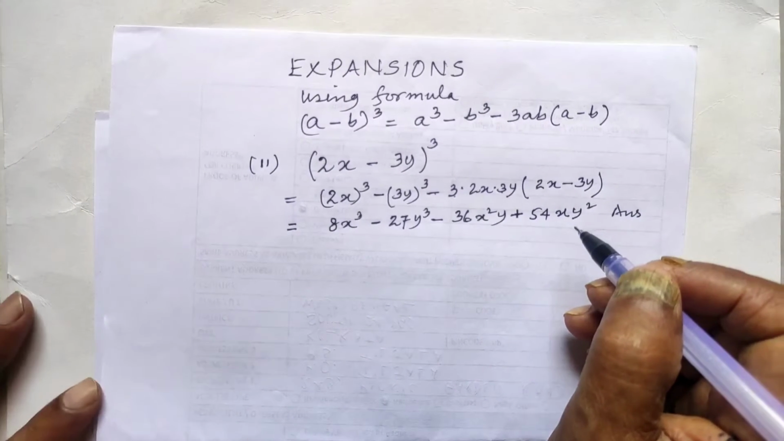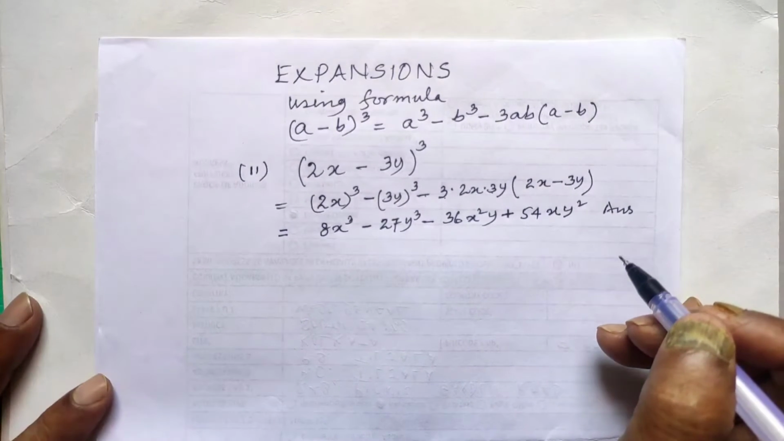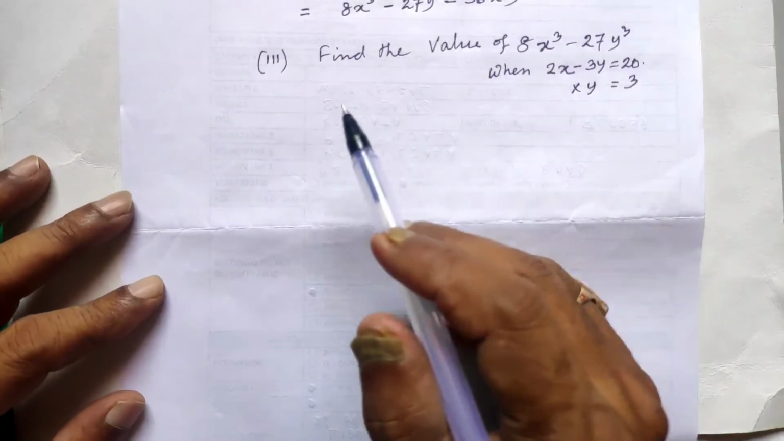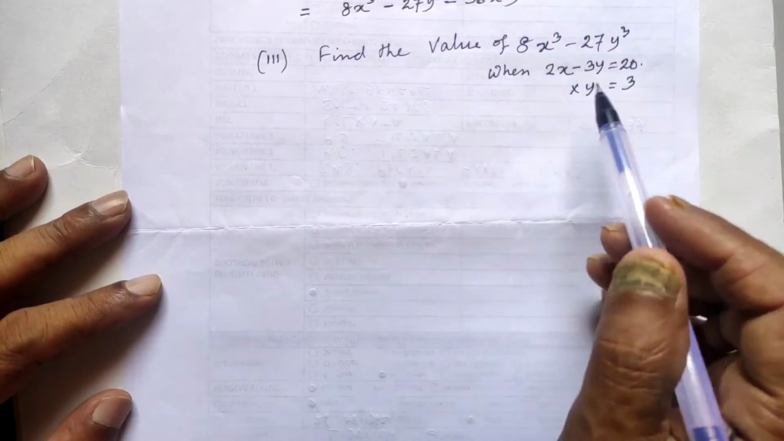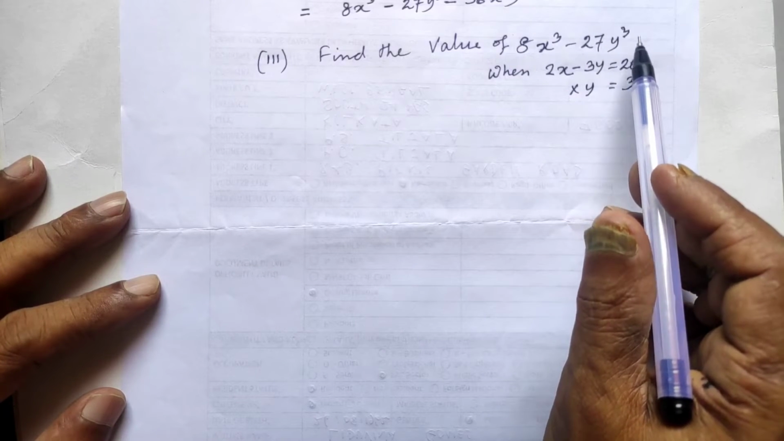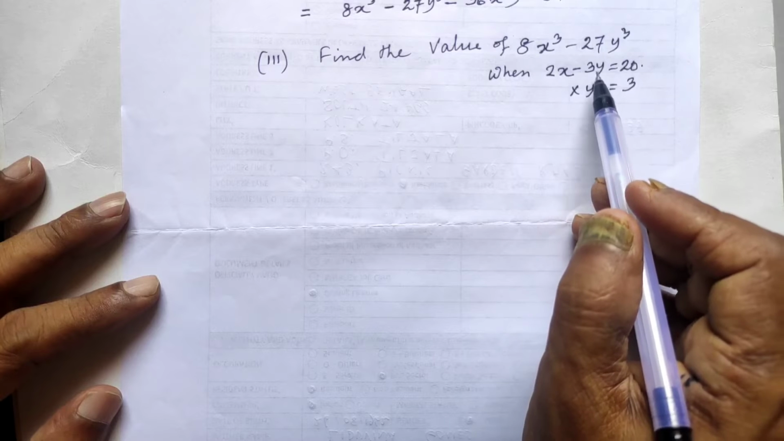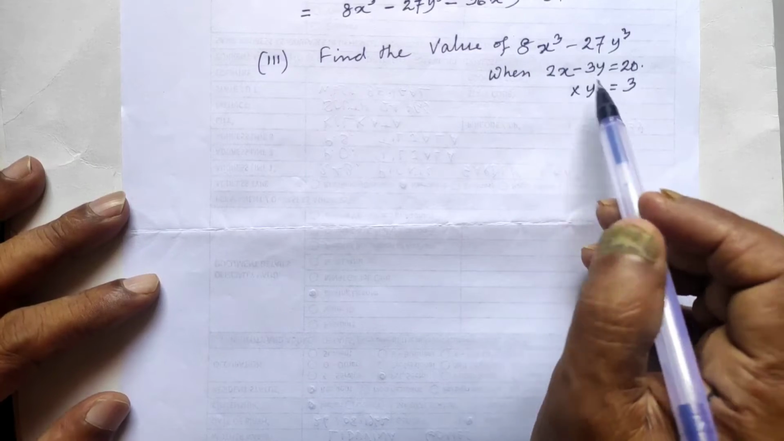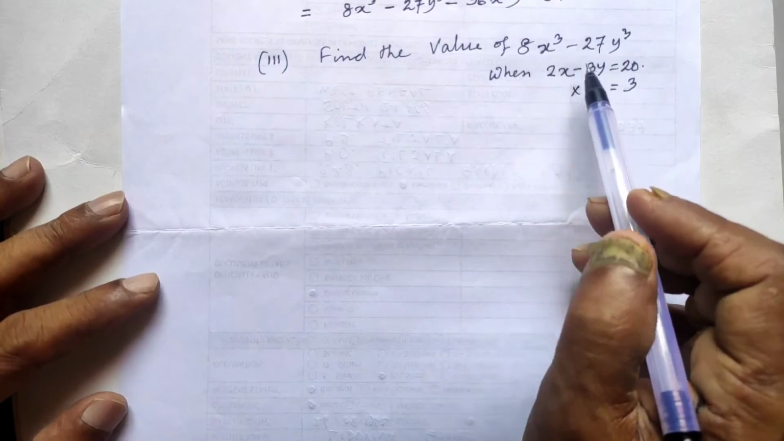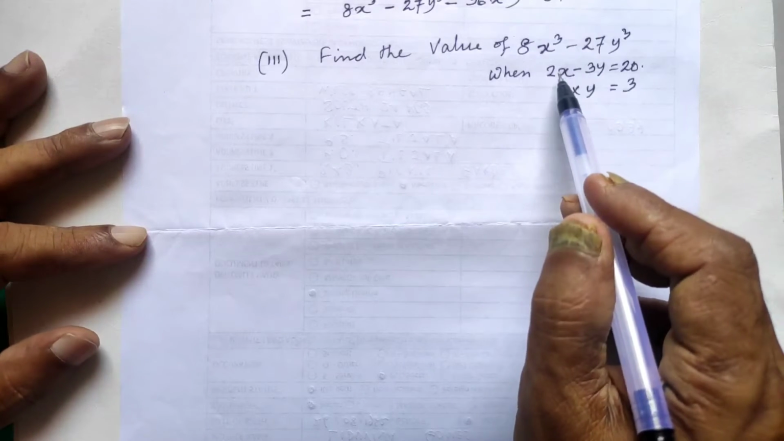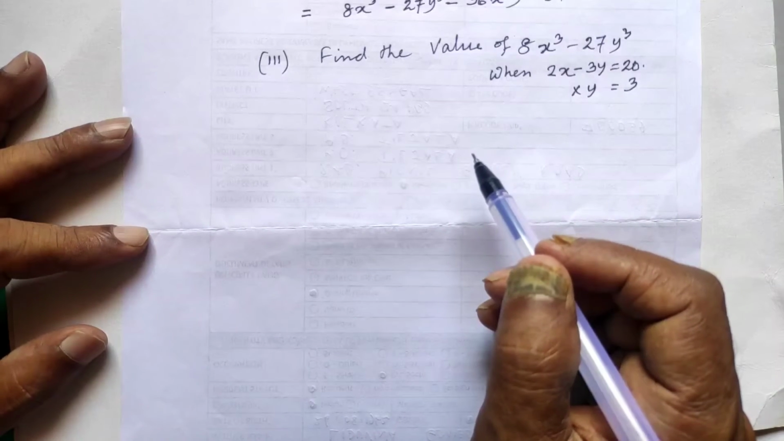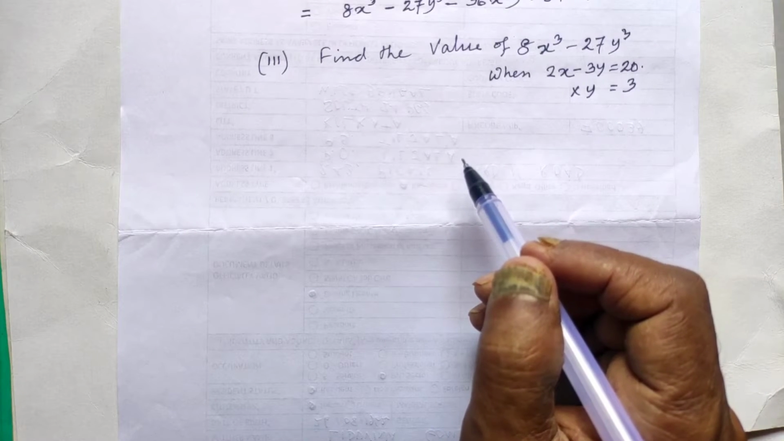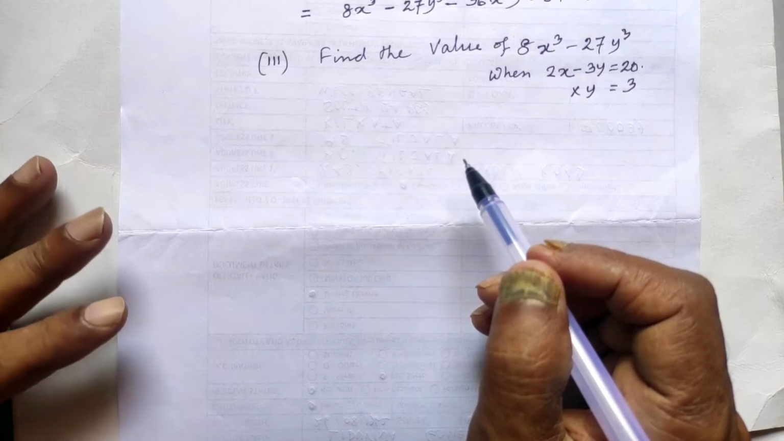You only need to be very careful when you are dealing with the formula, okay. Now in this sum you see: find the value of 8x cube minus 27y cube when 2x minus 3y is equal to 20 and xy equals 3. So, this data is given, but you have to find this one. Remember that the clue or hint is given in this particular sum, and since you are doing (a minus b) whole cube sums, you have to keep in mind that this particular formula is being applied over here, okay.